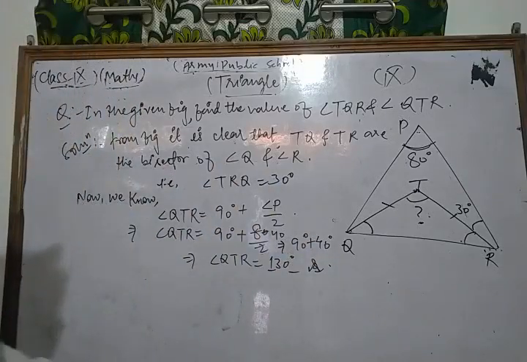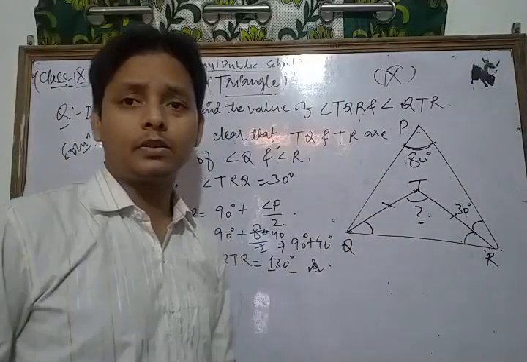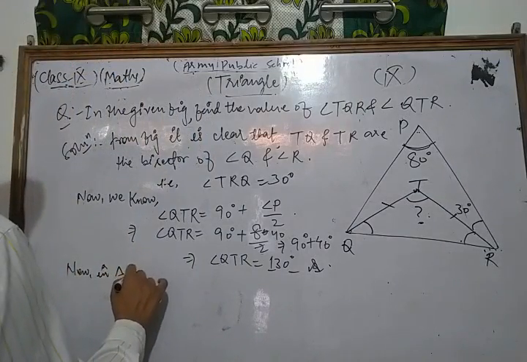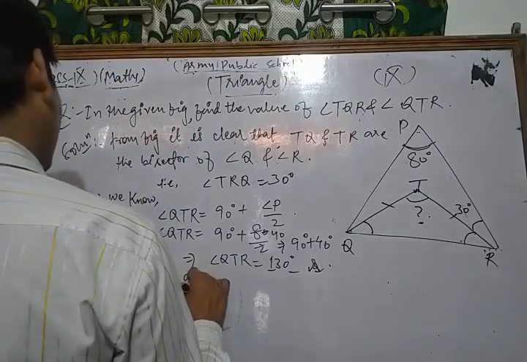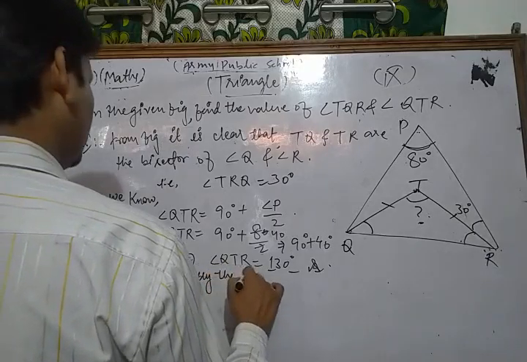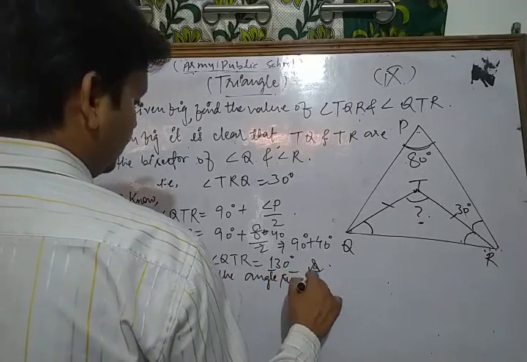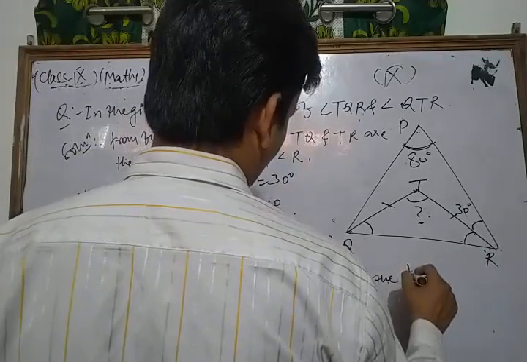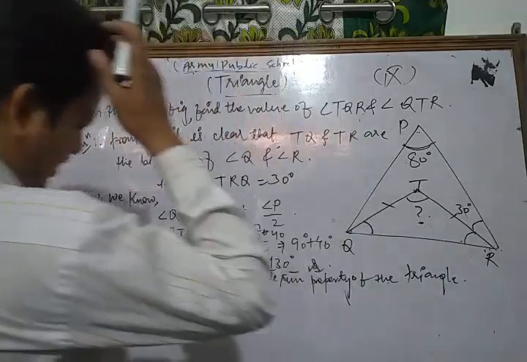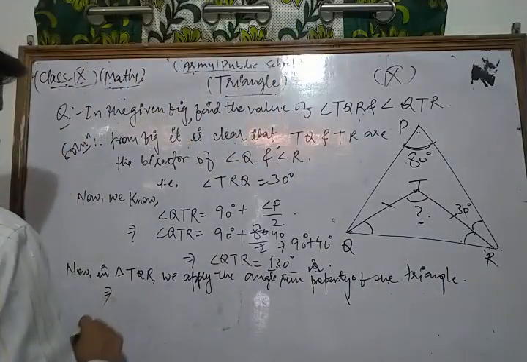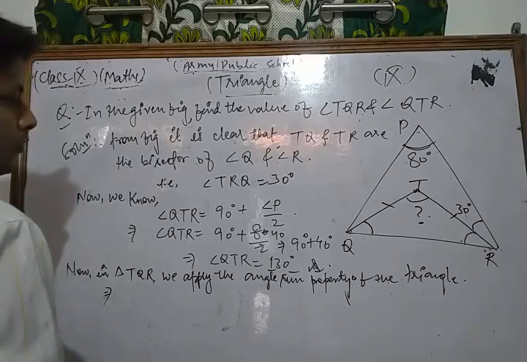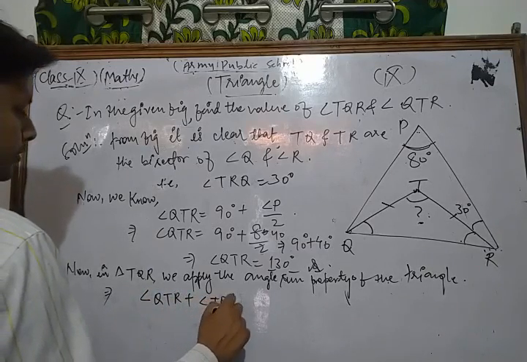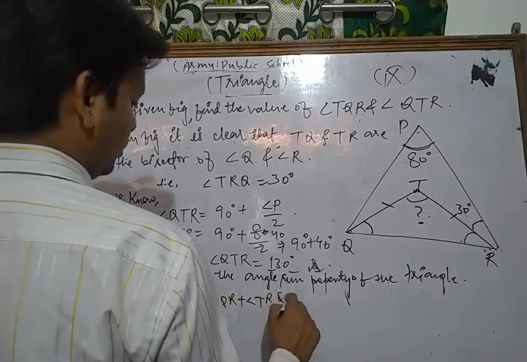Now in triangle TQR we apply the angle sum property of the triangle, which is angle QTR plus angle TQR, which we have to find, plus angle TRQ. TRQ is equal to what?